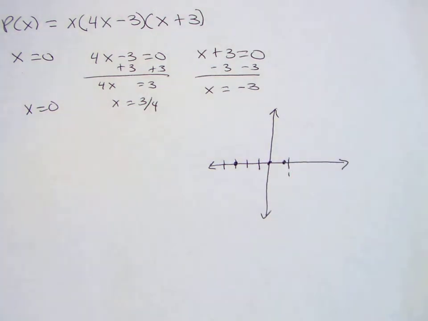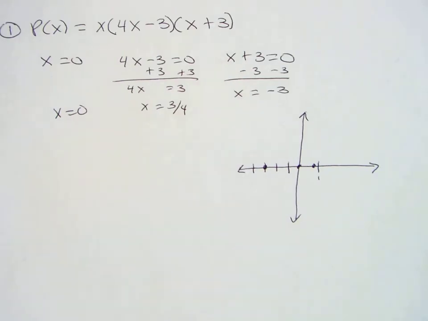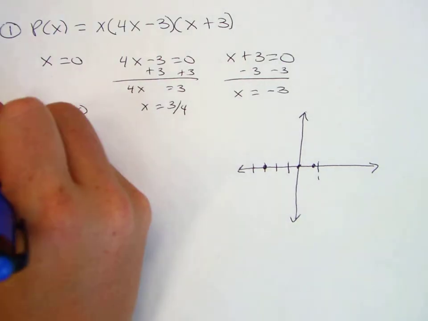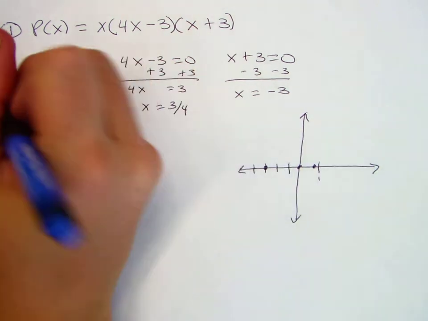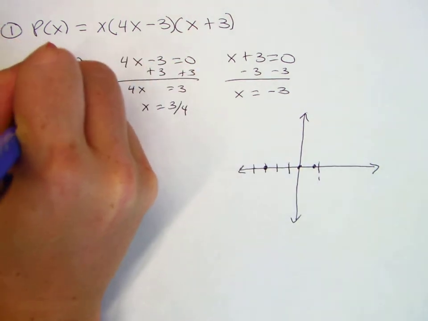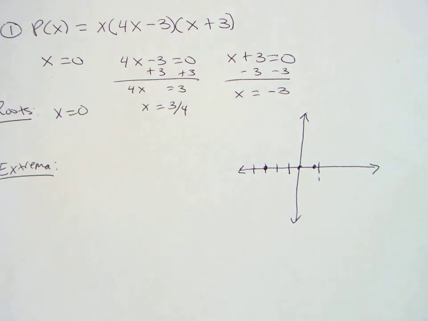Now the rule to find your points of extrema, that's the next thing we want to find, is that they are always halfway between the roots. So we need to find the midpoint. This is challenging for some students, but by now you should get good at it.